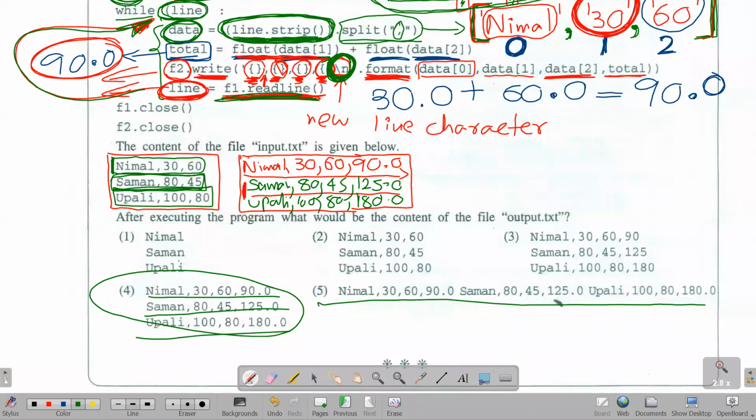If \n was not there, it's going to be the same. Everything is going to be on the one particular line.